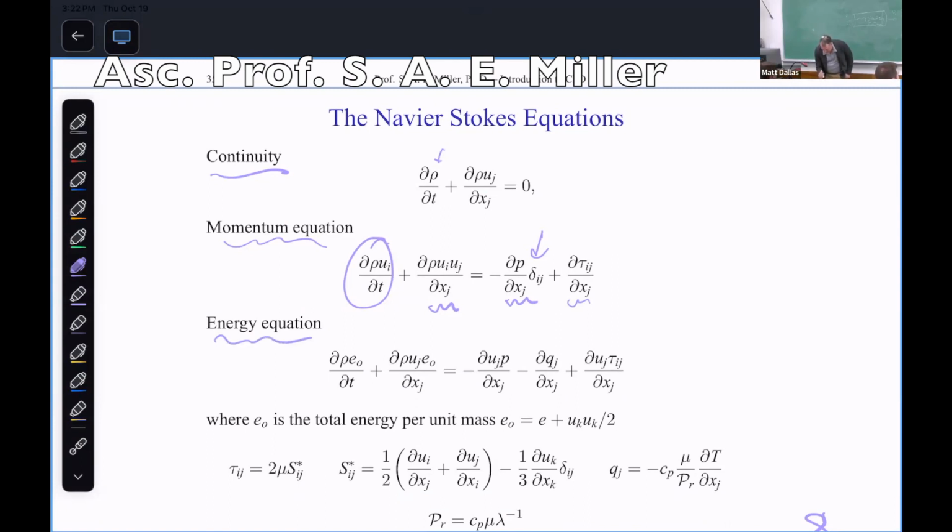Energy equation is the first law of thermodynamics, right? So E is energy, and you see Q is heat transfer. And these are just definitions of the different terms. So you really have three equations, but you have an extra unknown. You have density, pressure, temperature, and three velocity components. So you need another equation. What do you think that would be?